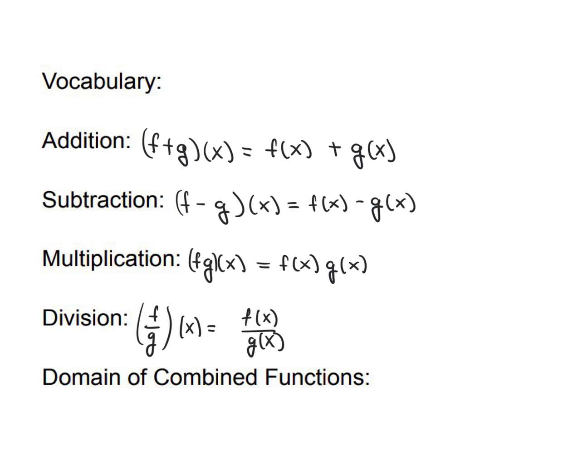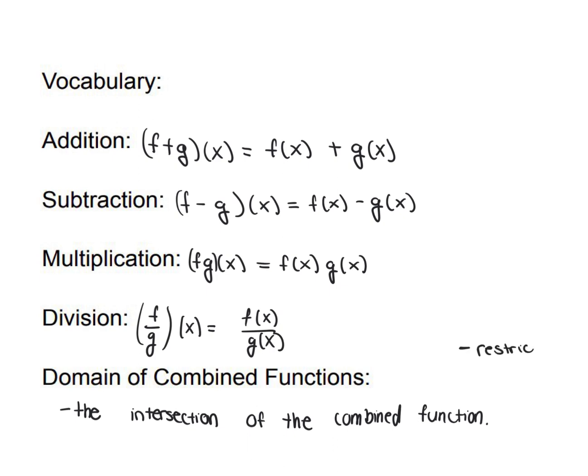So the domain of combined functions is the intersection of the combined function, and it is restricted with the quotient function because g of x cannot equal 0.